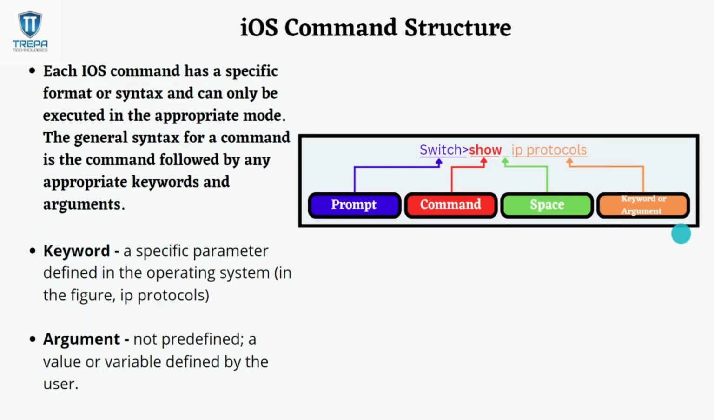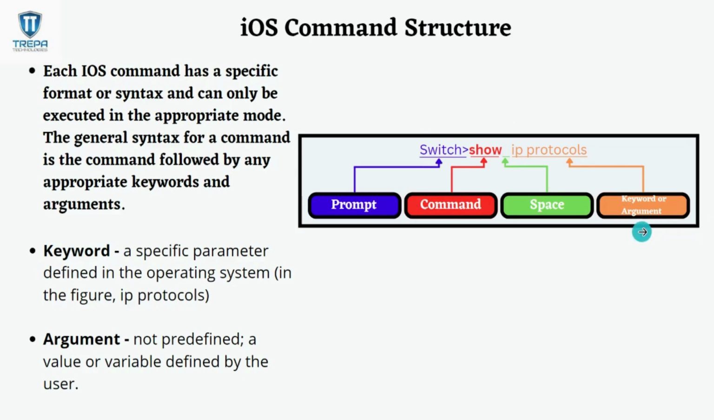Okay, let's go over the IOS command structure. So kind of right here, we have our prompt. We have the command. We always have a space in between our commands. And then we have the keyword or argument. Okay, so our keyword or argument here is IP protocols. And the command is show.